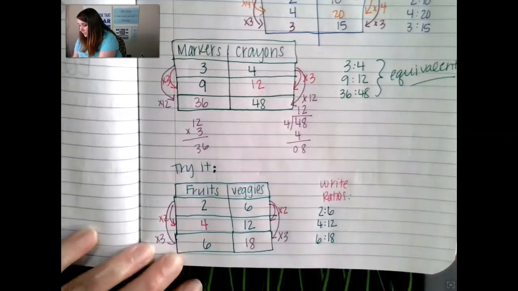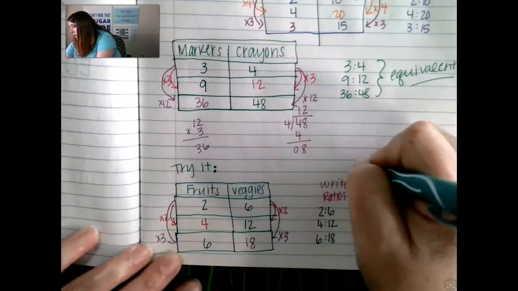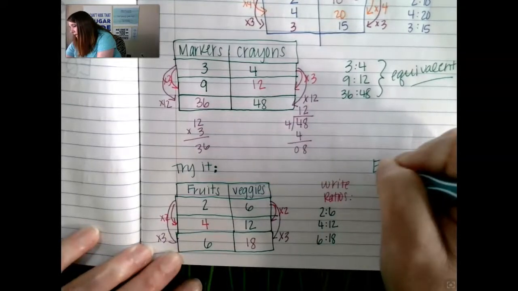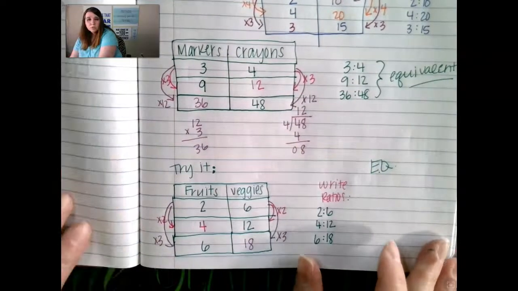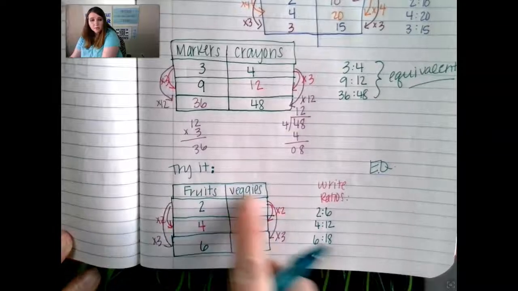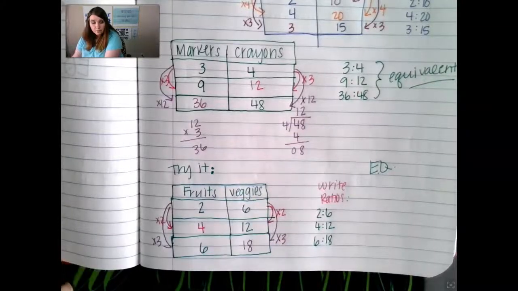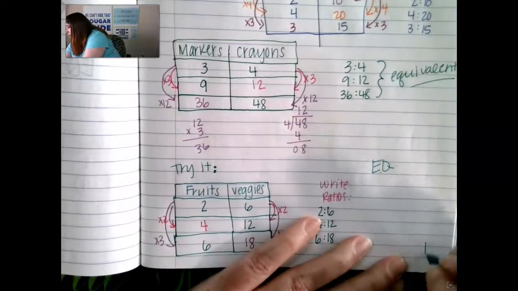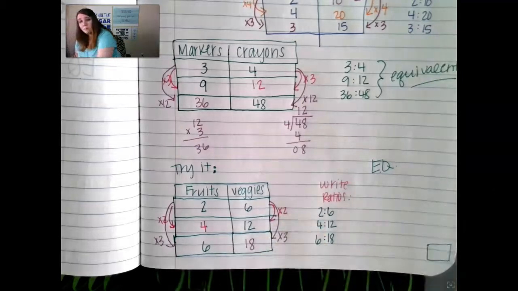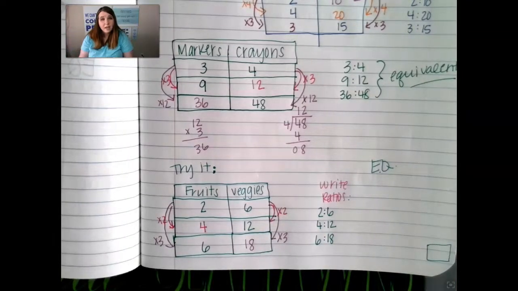All right, 6th graders, go ahead and answer your essential question again. How do you use a ratio table to find equivalence? Go ahead and put your score out into the box. Hopefully you're feeling a little bit more confident than you were yesterday.